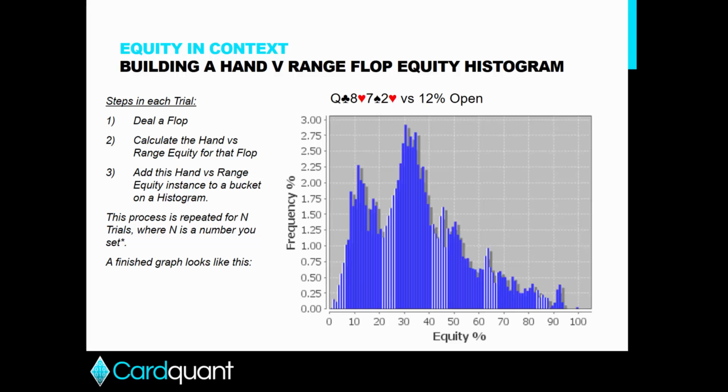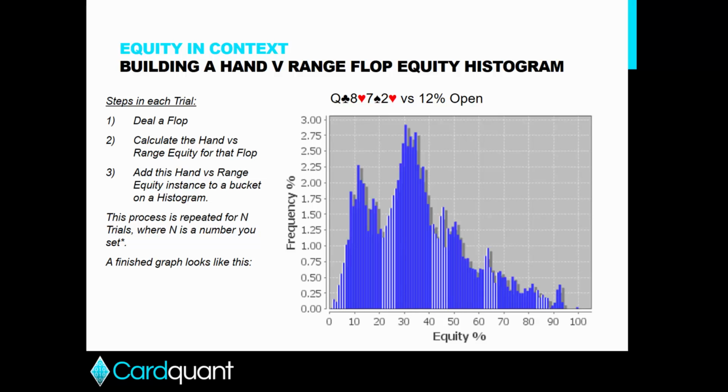So here we've got Queen 8-7-2 graphed versus a 12% open, and you can see there's a variety of different flops, very few flops where it's exceptionally good. So you see on the far right there, near 100% equity when you're flopping, presumably queen, queen, queen is going to give you basically 100% equity, right?